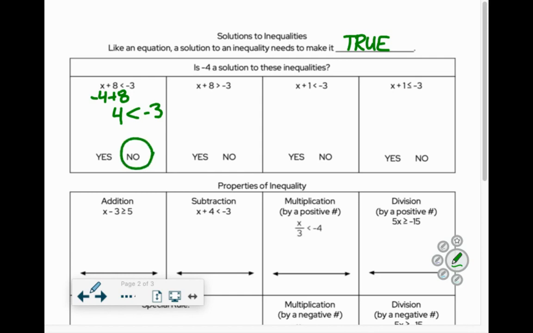No, it's greater than. Then this one is the same thing, but the symbol is going the other way. Is 4 greater than -3? Yes. Then these two are the same thing, where it's -4 plus 1, which is 3. And same thing over here.